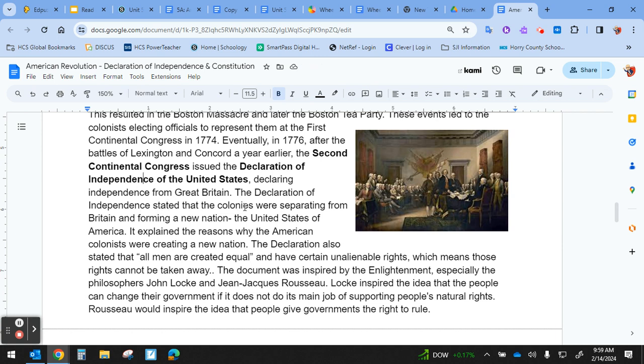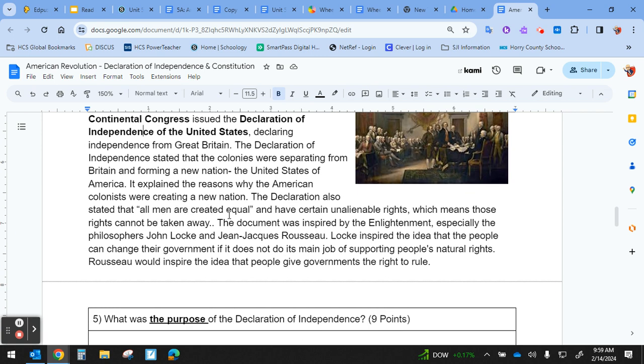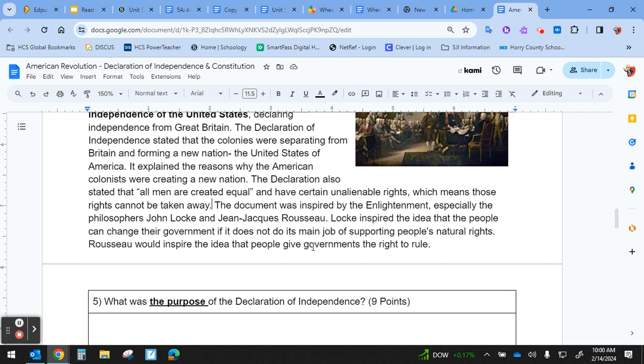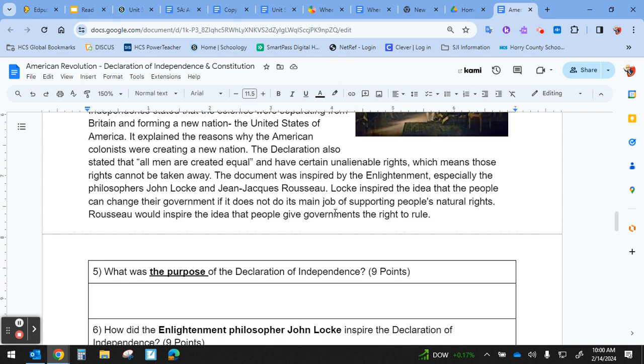The Declaration of Independence stated the colonies were separating from Britain and forming a new nation, the United States of America. It explained the reasons why the American colonists were creating a new nation. The Declaration also stated that all men are created equal and have certain unalienable rights, which means those rights cannot be taken away. The document was inspired by the Enlightenment, especially the philosophers John Locke and Jean Jacques Rousseau. Locke inspired the idea that people can change their government if it does not do its main job of supporting people's natural rights. Rousseau would inspire the idea that people give governments the right to rule. And again, we call that popular sovereignty.